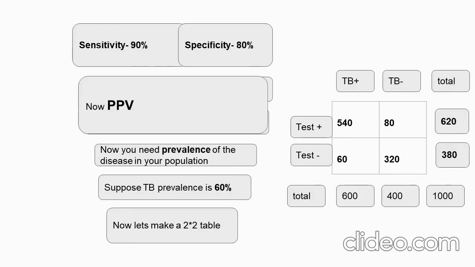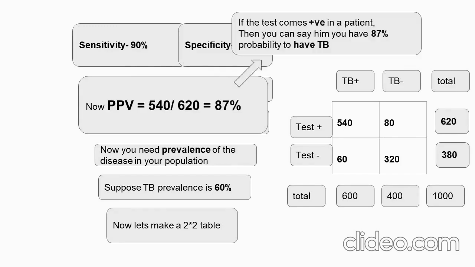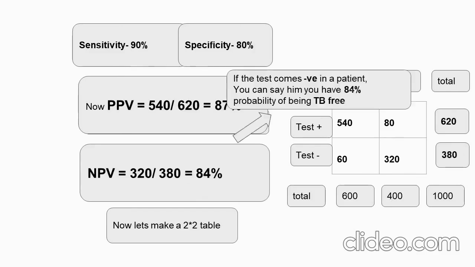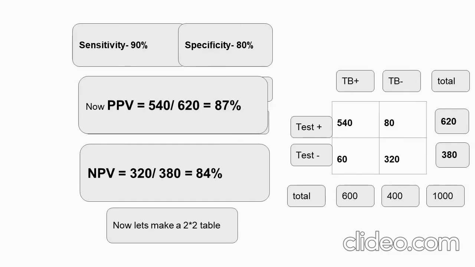Now let's calculate PPV, which will be 540 true positives out of 620 total positives, which corresponds to 87%. This means, if the test comes positive in a patient, you can say to the patient that you have 87% probability of having tuberculosis. Now let's calculate NPV, which will be 320 true negatives out of 380 total negatives, which corresponds to 84%. This means, if the test comes negative in a patient, you can be 84% confident that the patient does not have tuberculosis.